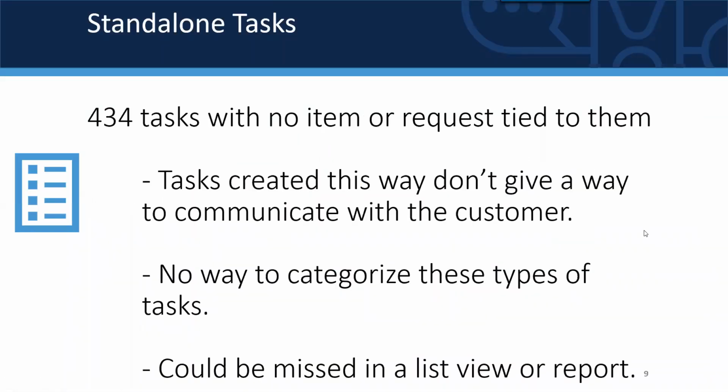Okay, so we're talking about several kind of squishy things right now, and one of them is the standalone tasks. So right now, we got a report that there are 434 tasks out there. These are service request tasks that don't have an item or request tied to them. So basically, they were created from a screen that we're not showing right now, that lets you go directly to creating a new task, not from a service request. So some of you probably already found that, and we're not saying don't do that.